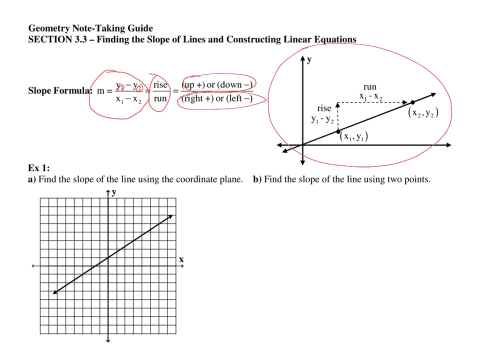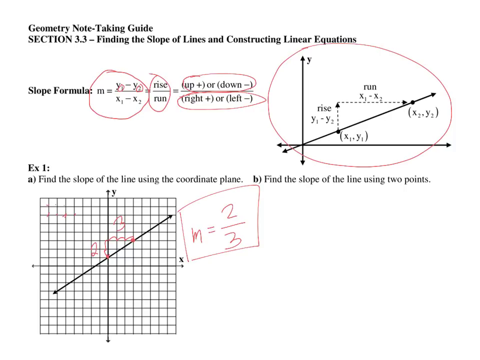For example, one says find the slope of the line using the coordinate plane. All I have to do is find two lattice points. These are known as lattice points. This is where the grid lines cross. Find two lattice points that overlap with the line. Well, here's one, and here's another one. So I can go up 2, and I can go right 3. You count the gaps. So the slope is 2 over 3.